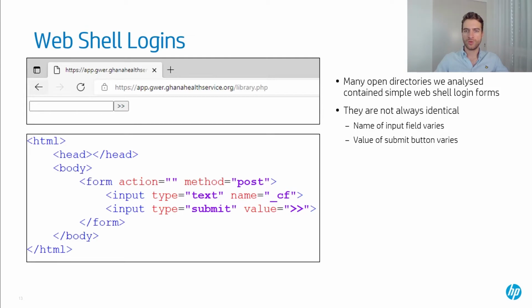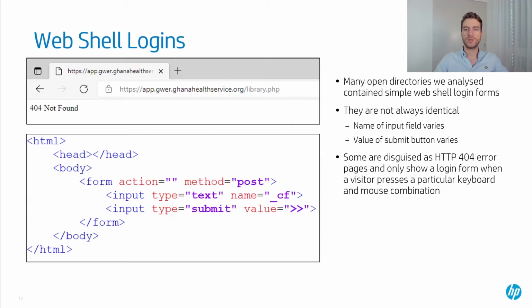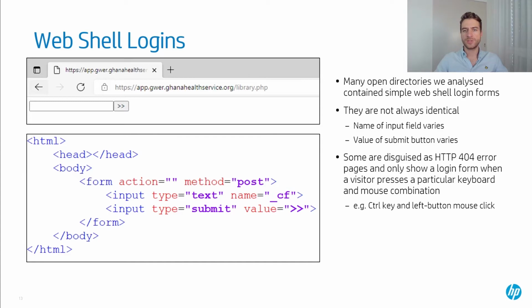The HTML code of the web shell logins is not always absolutely identical. The name of the input field as well as the value of the submit button sometimes vary. Some of the web shell logins try to stay undetected by showing a 404 error message to the visitor. An image of such a sample can be seen now. The user then needs to press Ctrl and the left mouse button, which triggers the JavaScript function to make the login visible.